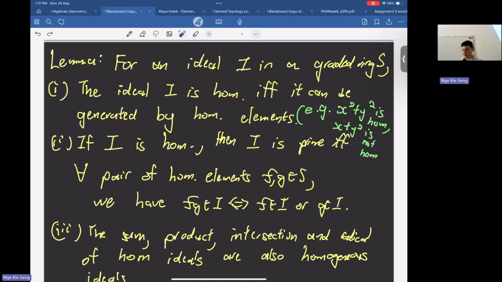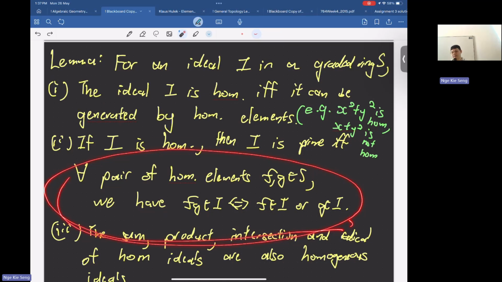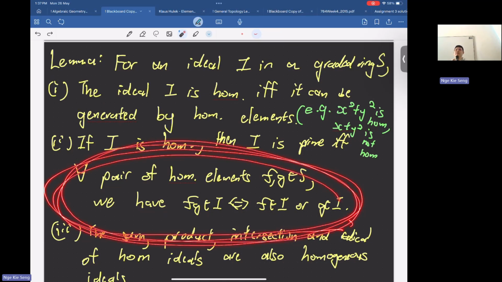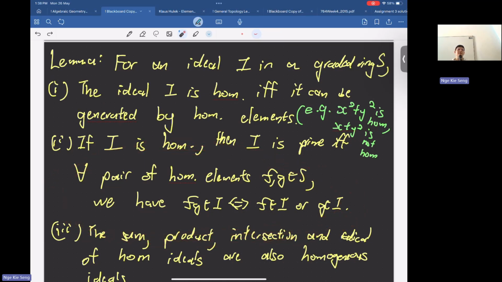Does it make sense? Because in your ideal, maybe there's something like this, but it's enough just to check x and y squared. This is what this statement is trying to do. Do you know what this statement is trying to say? Even without proving it, you should know what this statement is doing.